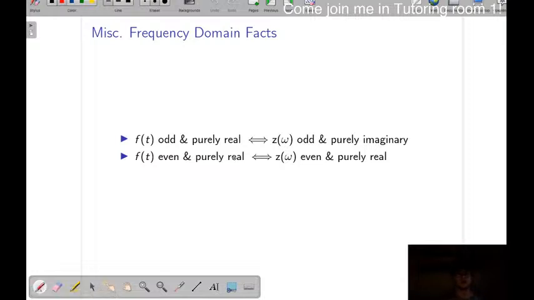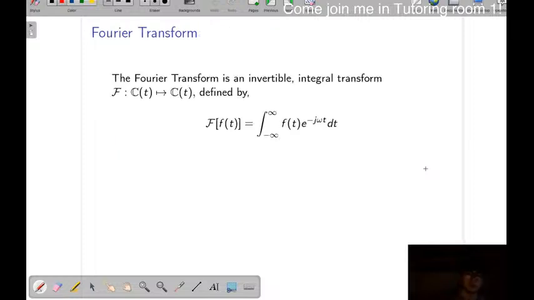Yeah, so we have the properties here, just summarized. If we have an odd function and it's real, then our frequency spectrum is going to be odd and imaginary. It's not going to have a real part. And if we have the signal being even and real, then it's going to have an even frequency spectrum, and it's going to be real only. It's not going to be imaginary. Those are the two. And that might be like a bonus problem.